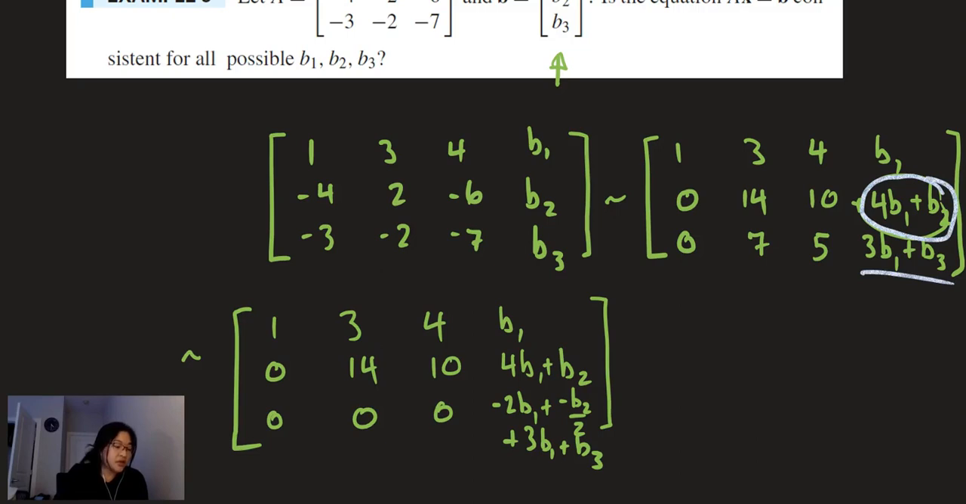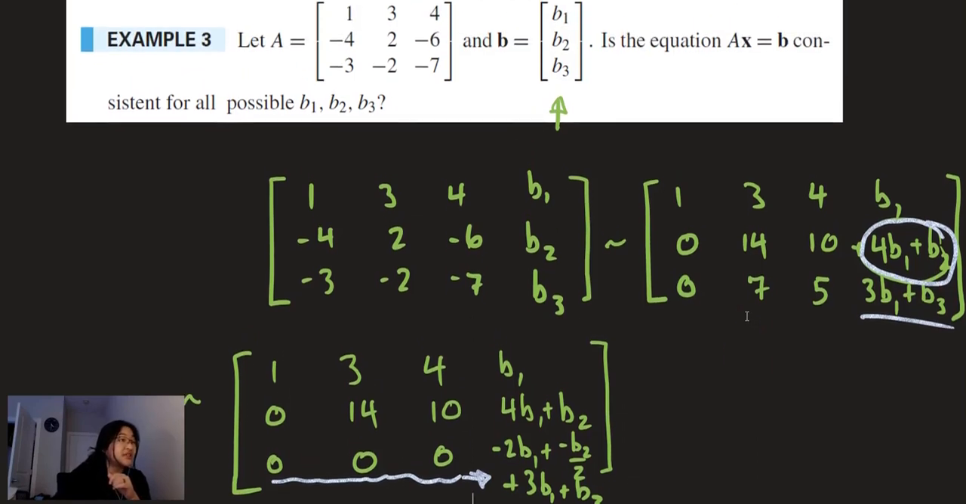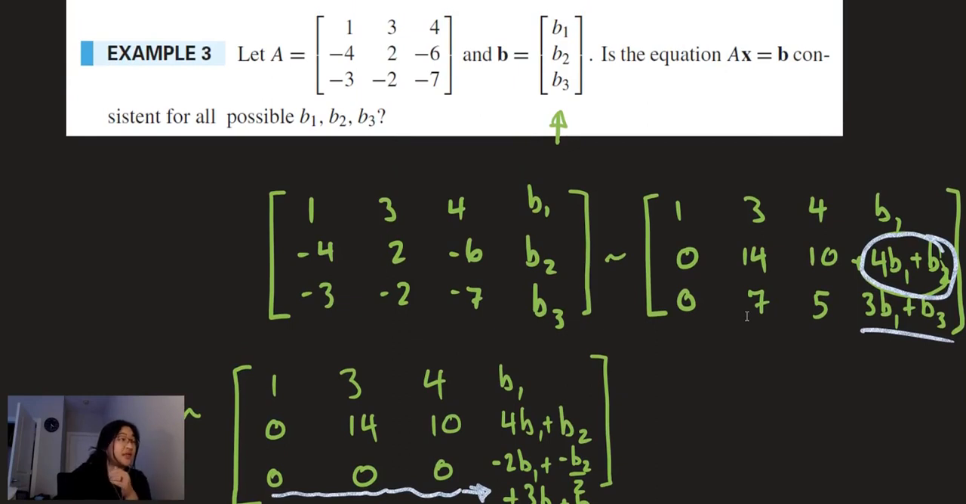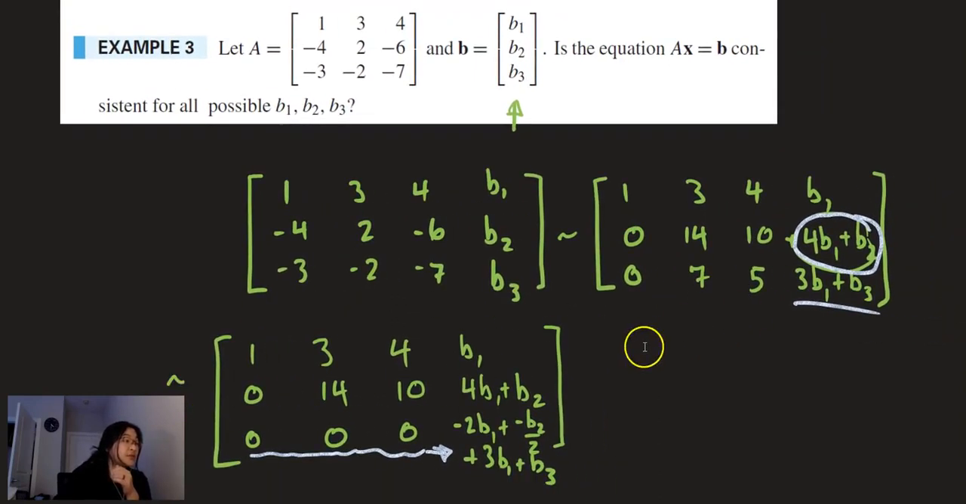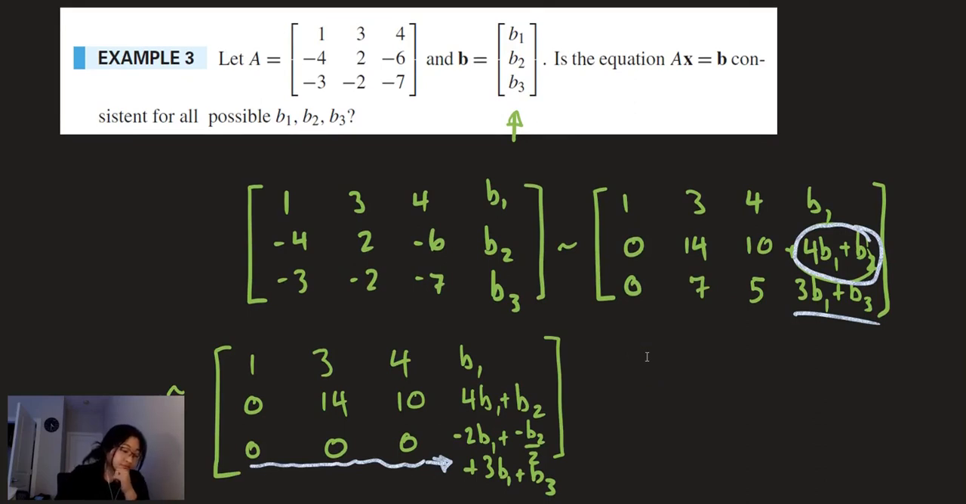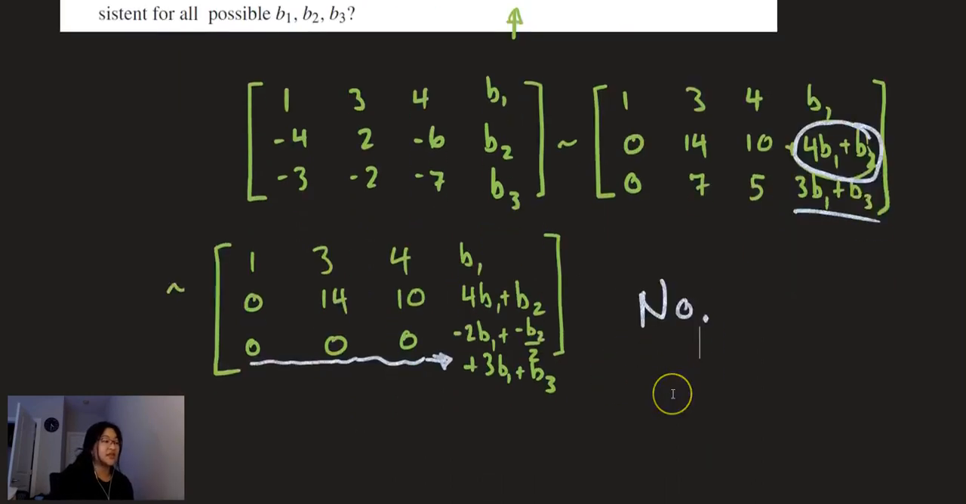And so that means that we have a row of zeros until we get to our last entry. And that means that we can't have a consistent system. Therefore, the question that's asking, is the equation Ax equals B consistent for all possible B1, B2, and B3? We can say no. That's kind of nice.